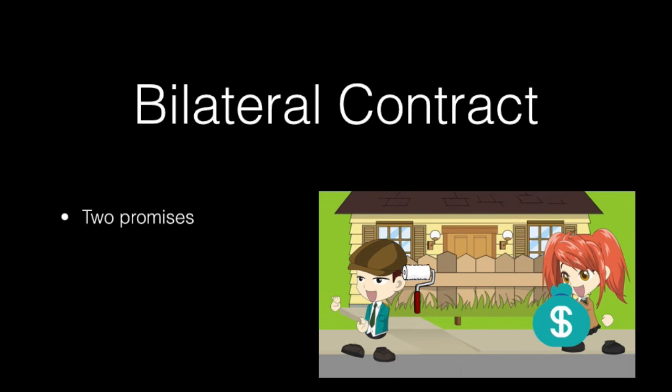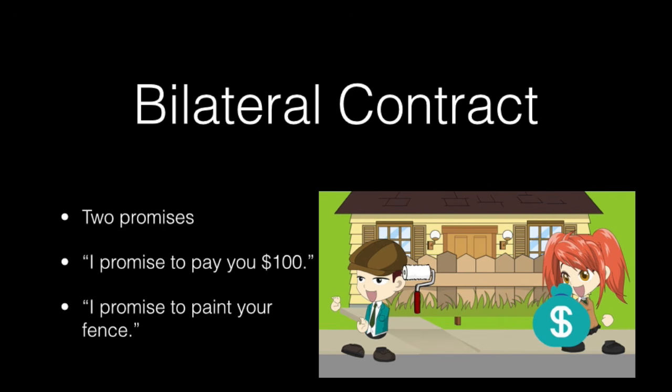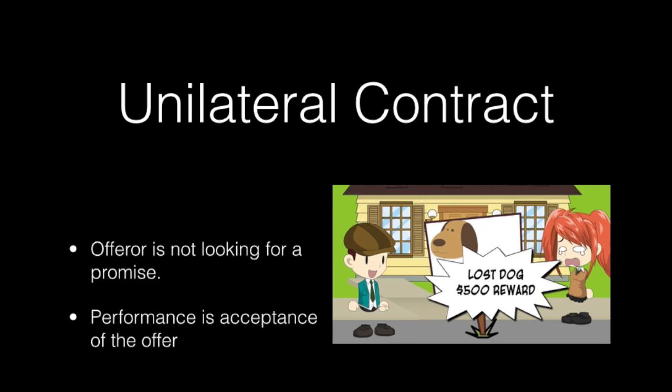So in a bilateral contract, there'll be at least two promises. The parties are making promises to each other. So one party will say, I promise to pay you $100. The other party promises to paint the fence. Bilateral contract. In a unilateral contract, though, the offeror is not looking for a promise in return. Performance is acceptance of the offer.